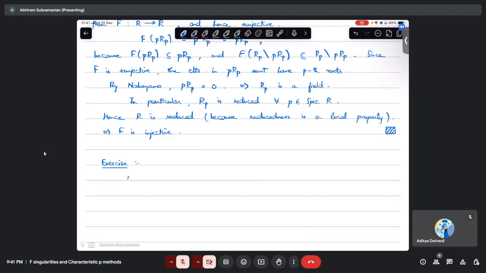So the question is: is this result valid if R is not Noetherian? I wasn't able to check, so it's a question, not an exercise question.